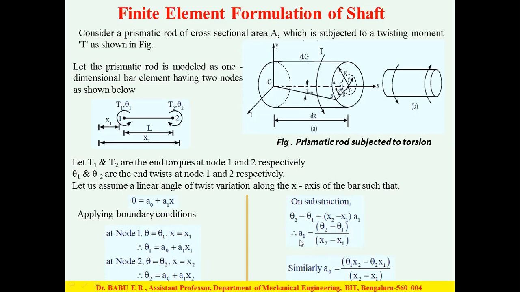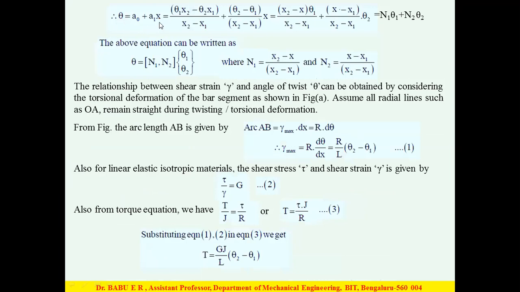Now you substitute the values of a1 and a0 into this equation. Therefore, theta equals a0 plus a1x. On substitution, we'll see theta 1, theta 2. I will take the value of theta 1 outside. When you take theta 1 outside, here we'll get x2 minus x divided by x2 minus x1 into theta 1. Similarly, if you take theta 2 outside, here we'll get x minus x1 divided by x2 minus x1.